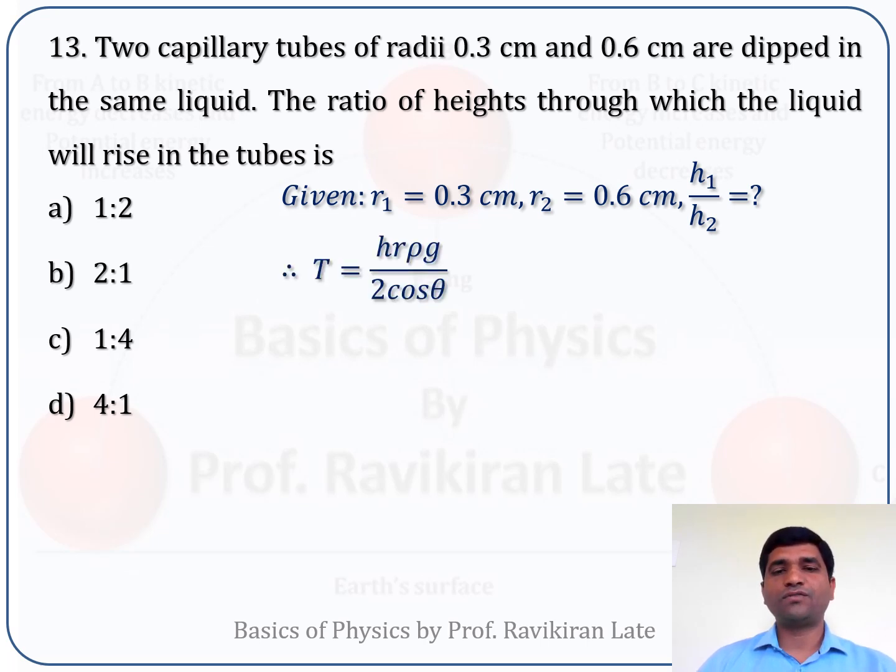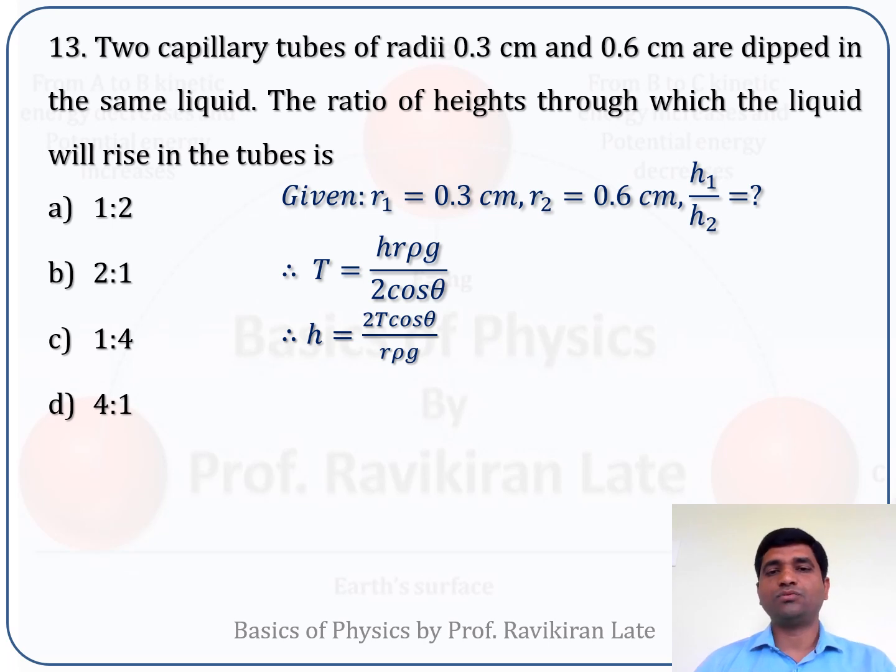So we know that the surface tension of the liquid can be determined experimentally from this formula: T = h r rho g upon 2 cos theta. If I rearrange this equation and transfer all these quantities from this side, they multiply on this side, and we get h = 2T cos theta upon r rho g. This is coming out to be 2T upon rho g r.